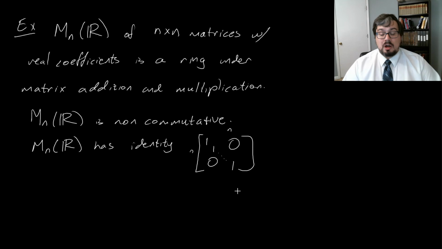which is why it's called the identity matrix, because if you multiply this by any other n by n matrix, you just get that one back. It is the multiplicative identity under matrix multiplication.